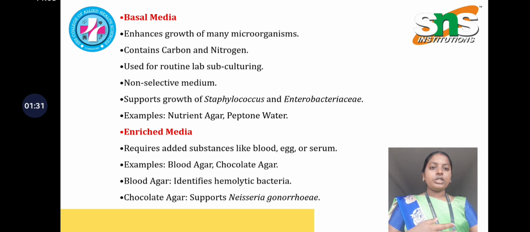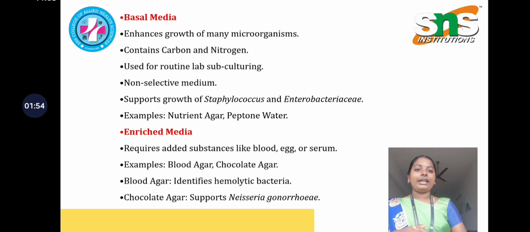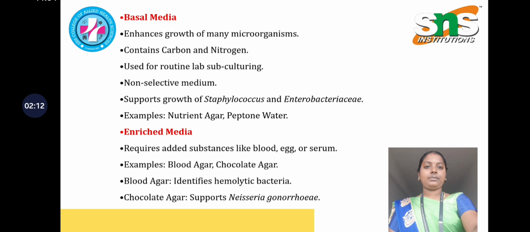And coming to the enriched media, the term enriched means it has to be enriched with additional substances like blood, egg or serum. So in normal agar you add blood, so that blood agar is the enriched media for the microorganism, and examples are blood agar and chocolate agar. Blood agar mainly identifies the hemolytic bacteria. Hemolytic means the bacteria can lyse the red blood cells, disrupt the red blood cells, that is the term used, hemolytic. And chocolate agar mainly supports the growth of Neisseria gonorrhoeae species.